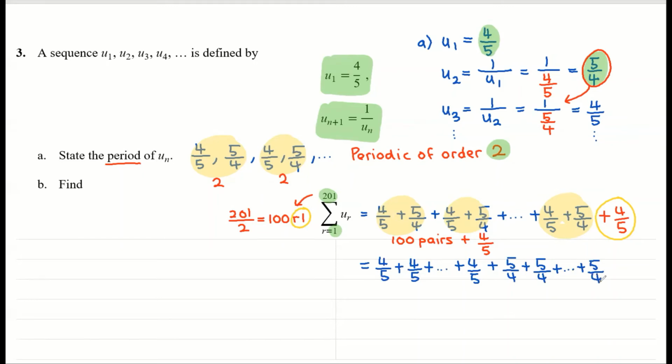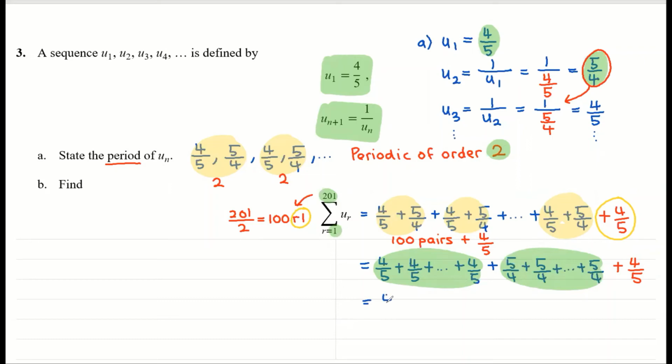All right, and let me just highlight that again. So there's going to be 100 of these, and there's going to be 100 of these, and then not forgetting that we've got the extra 4/5 to deal with over here. Okay, now we're ready to calculate it. Now, obviously, when you're doing this, you don't have to do all this working out. This is just me explaining it to you, okay?